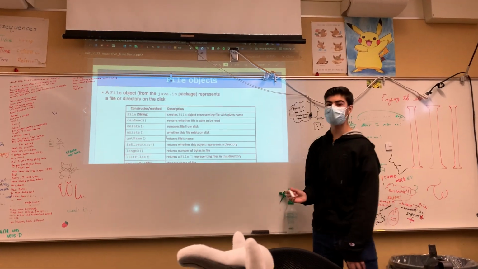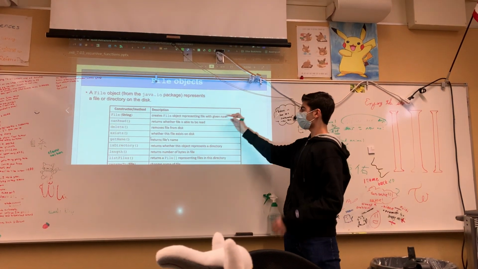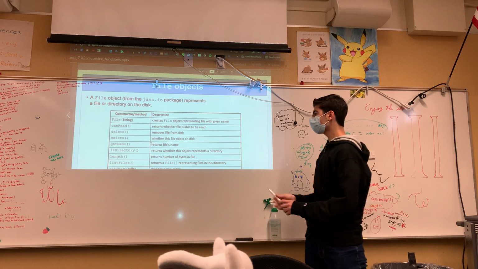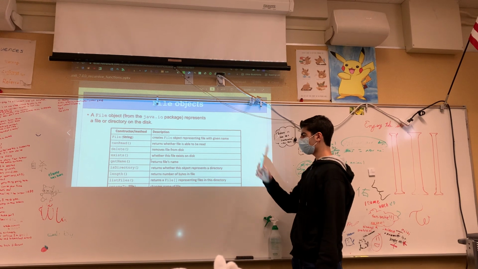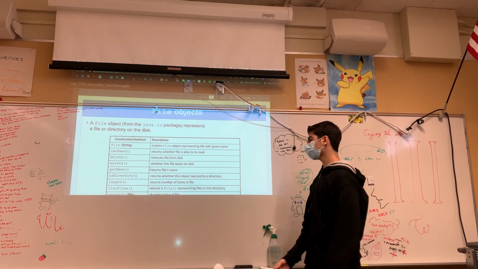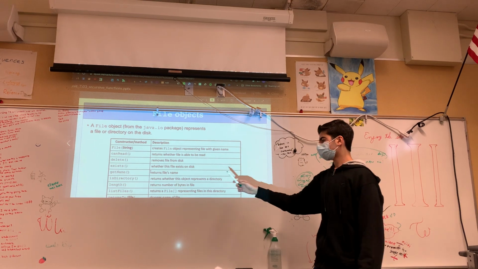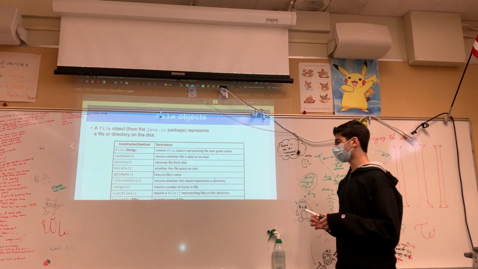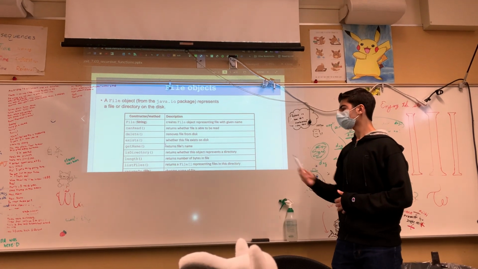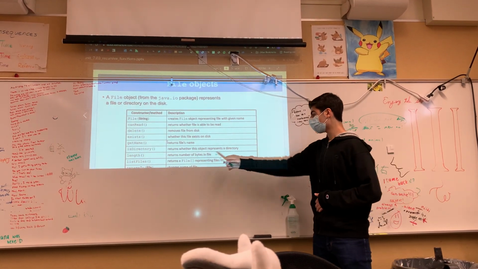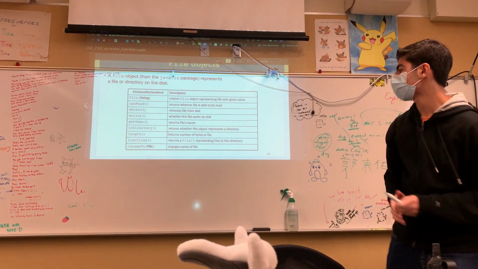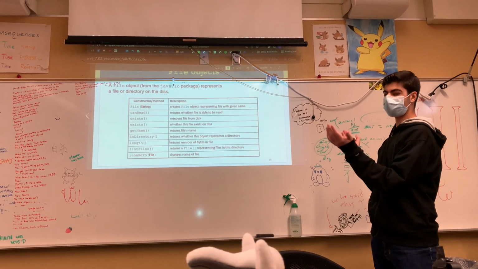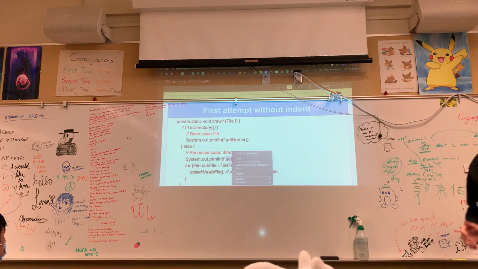So, canRead() returns whether the file is able to be read. Delete removes the file from the disk. Exists returns whether this file exists on the disk. getName returns the file's name, which was the string, if you remember. So yeah, isDirectory returns whether this object represents a directory. Length returns the number of bytes. listFiles returns a File array representing files in this directory. renameTo(File) changes the name of the file, so I can get the Evan file and rename it to Parsa. Alright.